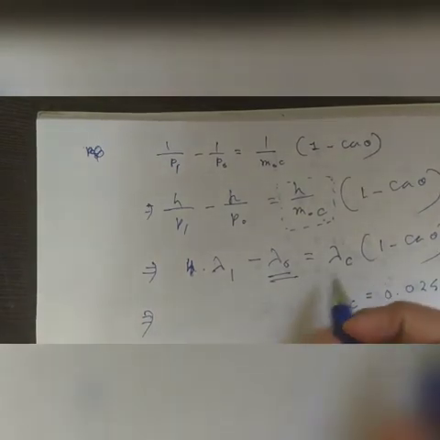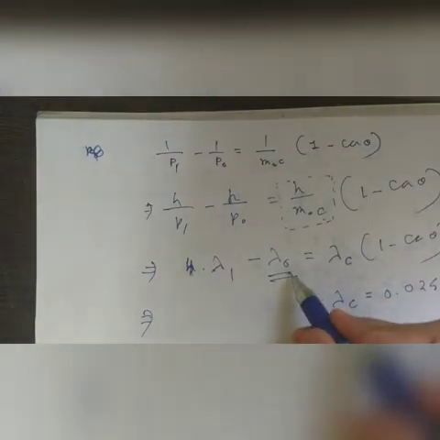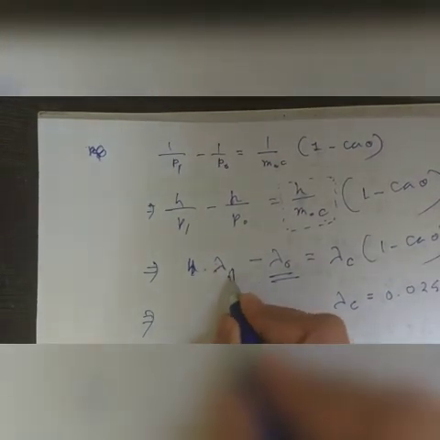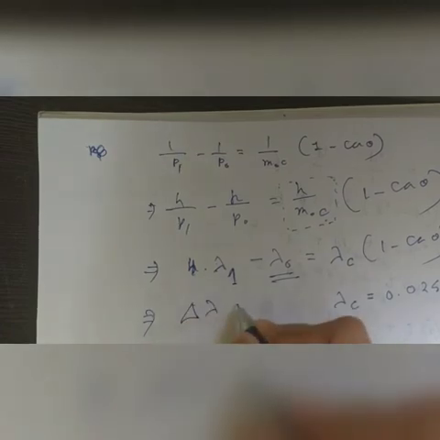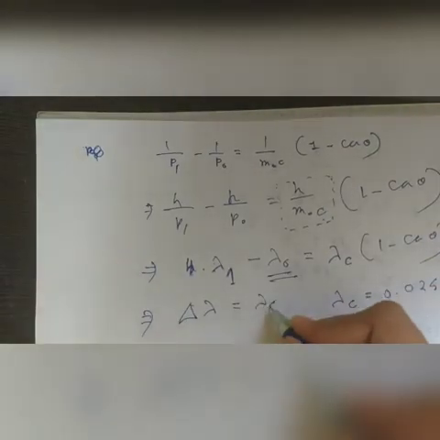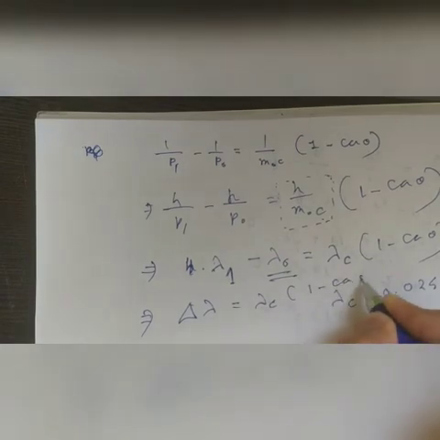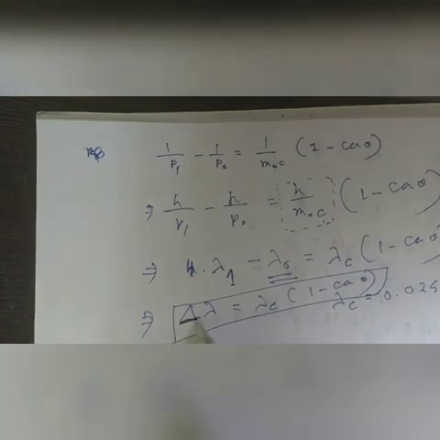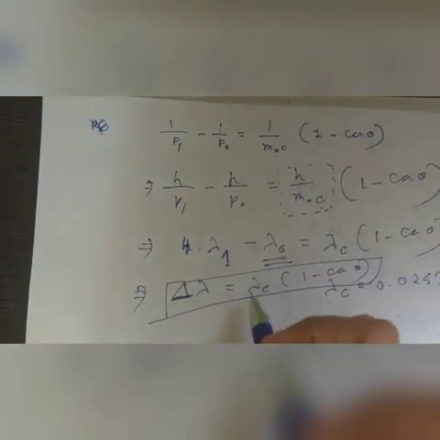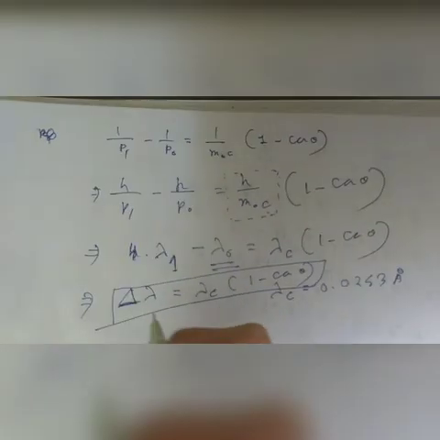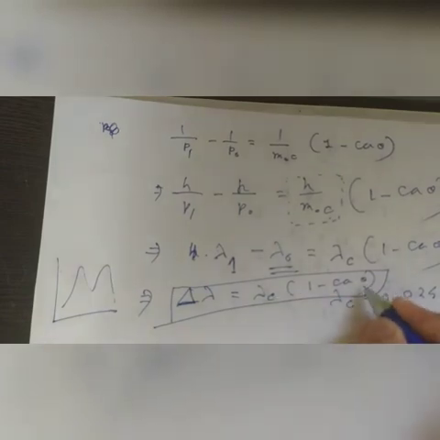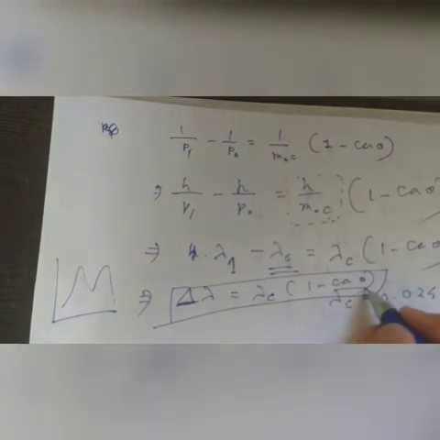So here, what is this? Lambda naught is the original wavelength of the X-ray. This was the new wavelength. So this is nothing but the change in the wavelength, which equals lambda c times 1 minus cos theta. So we have seen this wavelength shift of the Compton effect that we had shown in the graph. It depends on the angle at which we look at the scattering waves, that is angle theta.